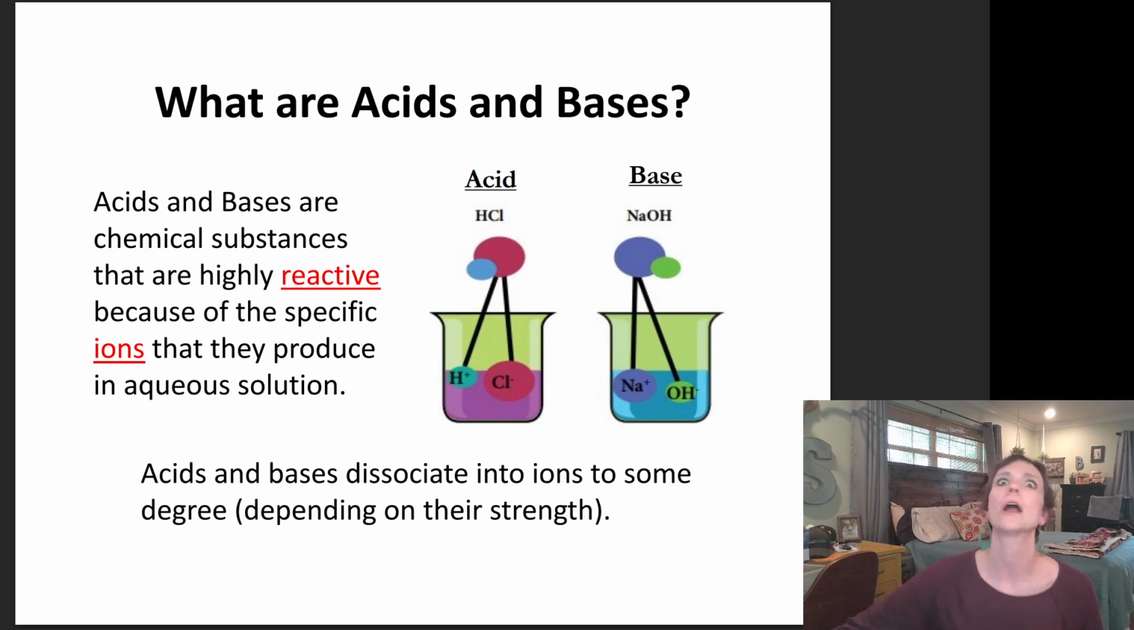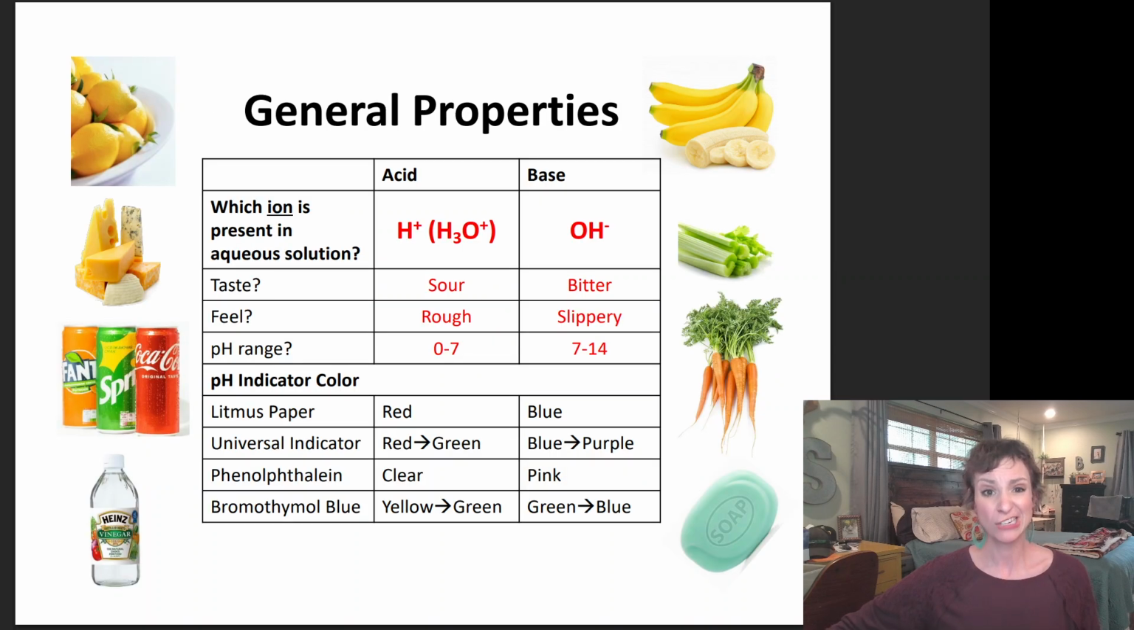So, what are acids and bases? Y'all, acids and bases are chemical substances that are highly reactive because of the specific ions that they produce in aqueous solution. Acids and bases will dissociate into ions to some degree depending on their strength. These ions are really reactive, which means they are involved in a lot of chemistry, which is really fun. Here are some general properties of acids and bases. We're going to document this down real quick, and then we're going to unpack a lot of this stuff in a second.